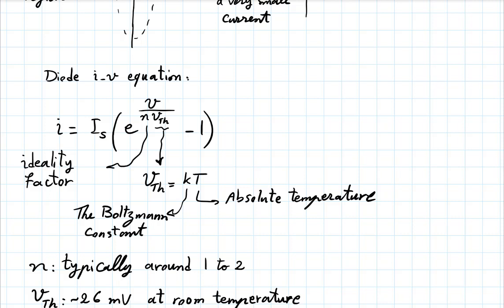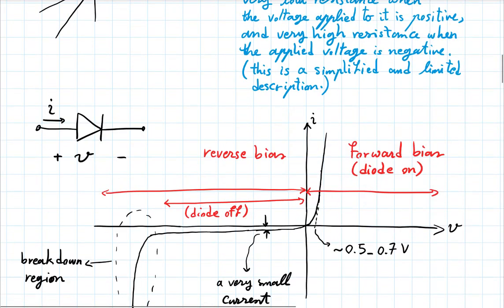Now, IS is a very small value, but multiplied by the exponential of a large number, it becomes something substantial. And you see that the growth is exponential, hence this very steep rise on the positive side, as you see it here. That's what you see on the positive side.